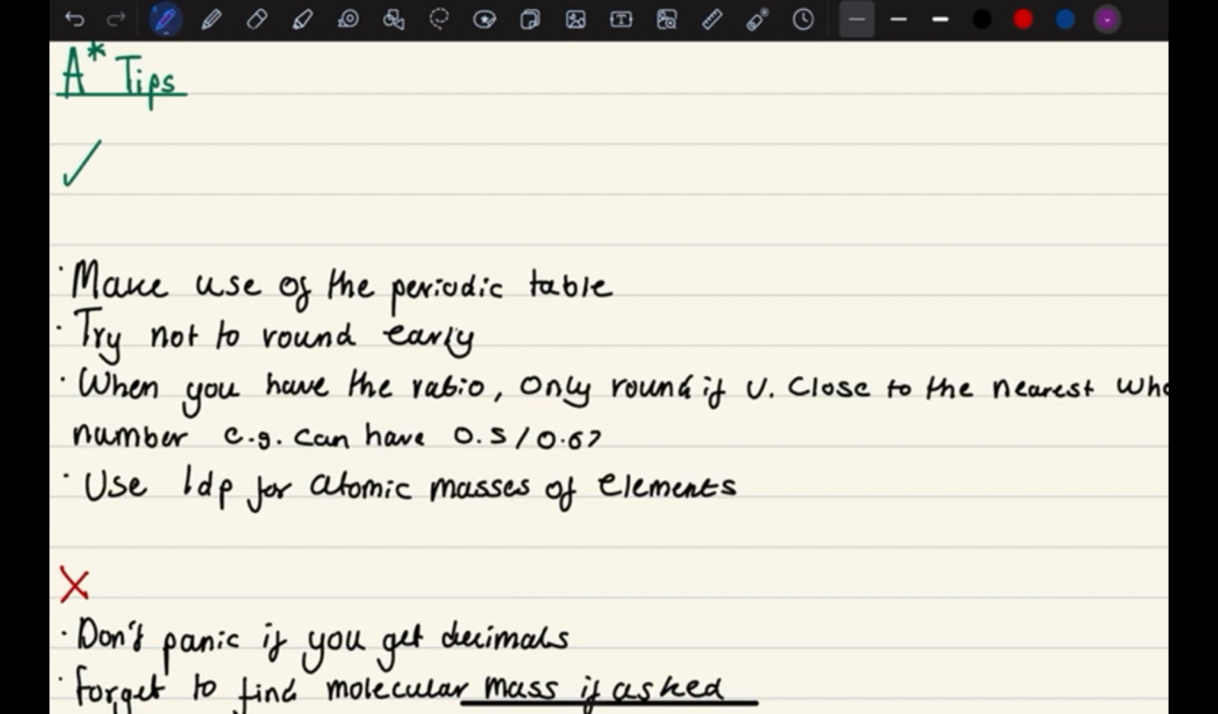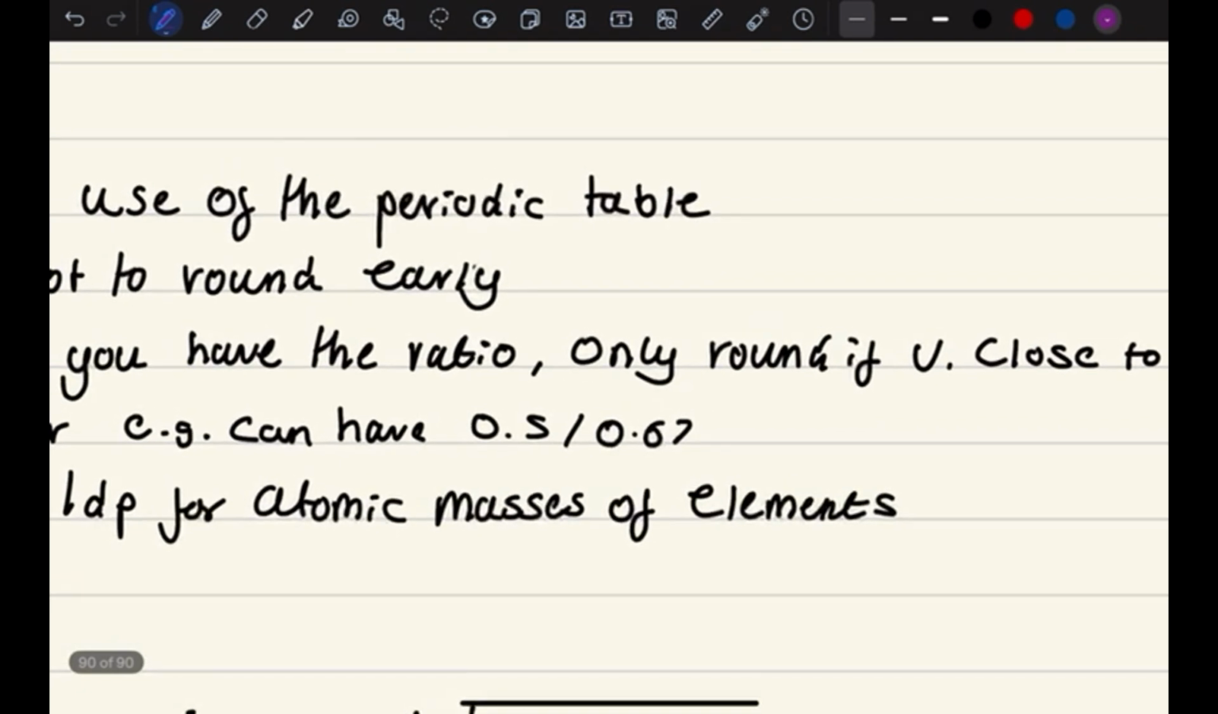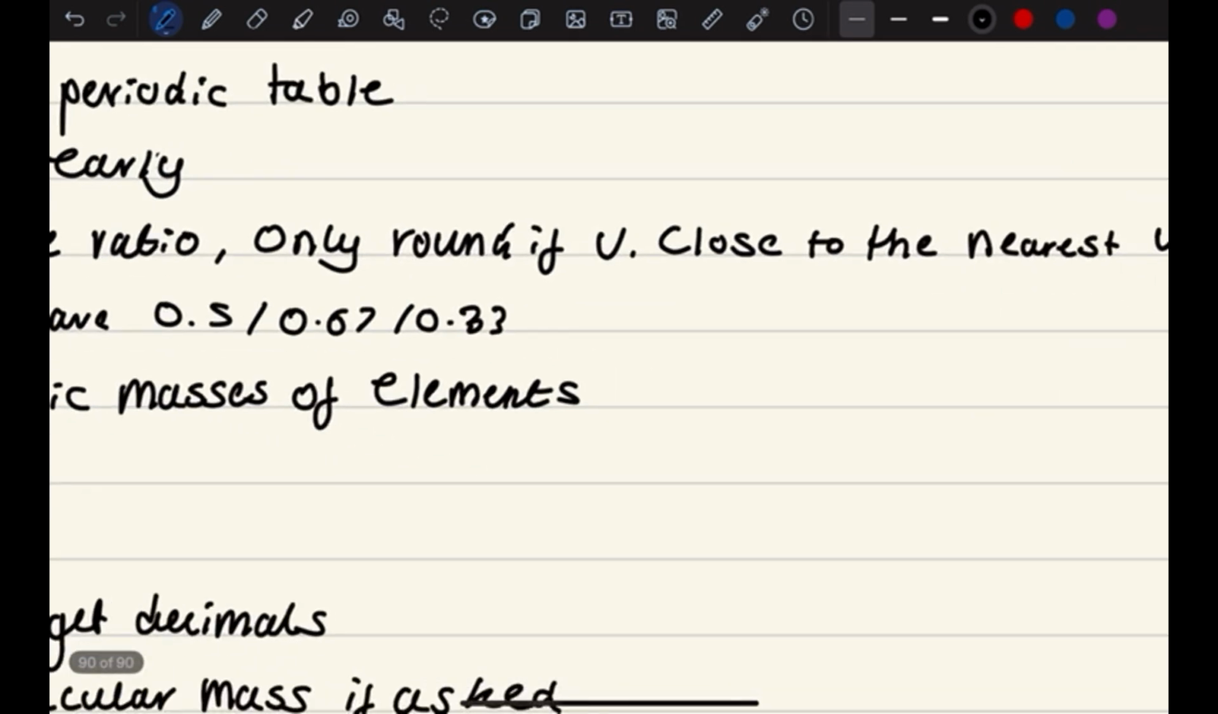Cool. When you have the ratio, only round if very close to the nearest whole number. So for example, 0.5, 0.67, even like 0.33, a third, 2/3 and a half. Guys, you can get that in the question and that can be part of you doing the ratio. So for some of the questions, you'll get 1 to 1.33 or something. This 1 to 1.33 is completely valid because I'll just change that to 1 and then 4/3. And then when you times it by 3, you have a 3:4 ratio. So that is also possible. Just be aware of that.